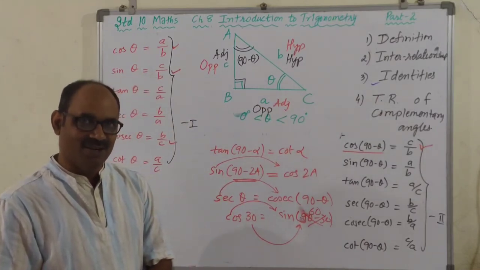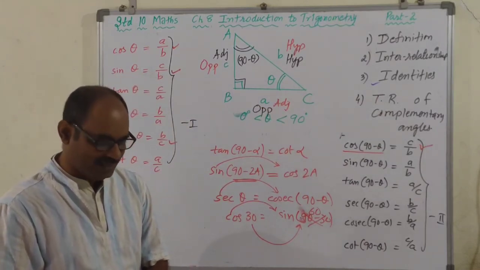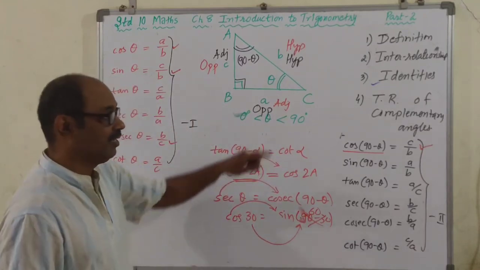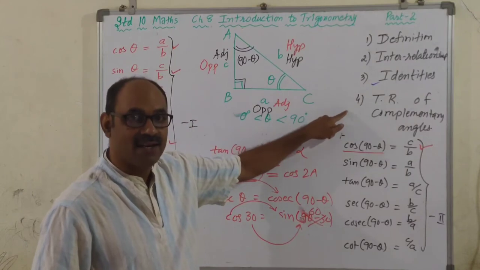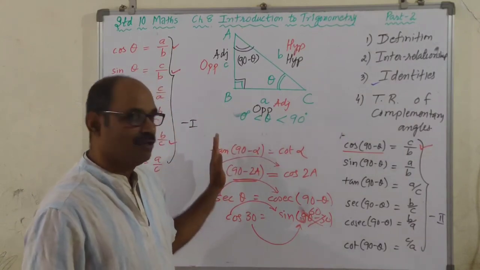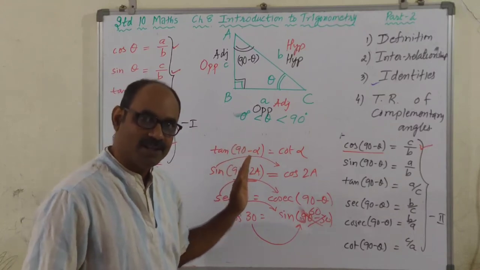Is that clear to you? Sure? 100%? Alright. So today we learned 2 things. Identities and trigonometric ratios of complementary angles. I'll write those 2 things and end this session. Alright.